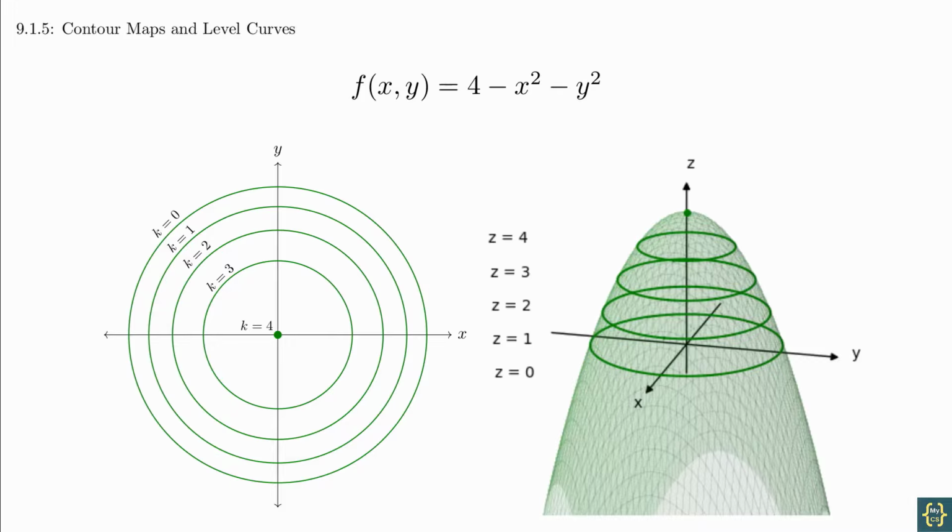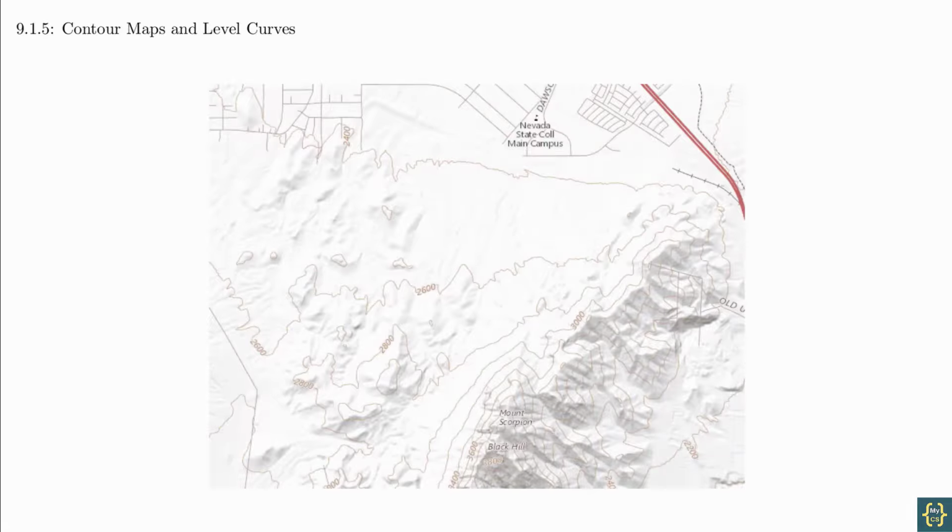The closeness of these curves is related to the steepness of the surface. If the contour lines are close together, the graph is steep in that area. If there are very few contour lines, it means it's less steep. A practical application of this is reading a topographical map if you're going hiking.